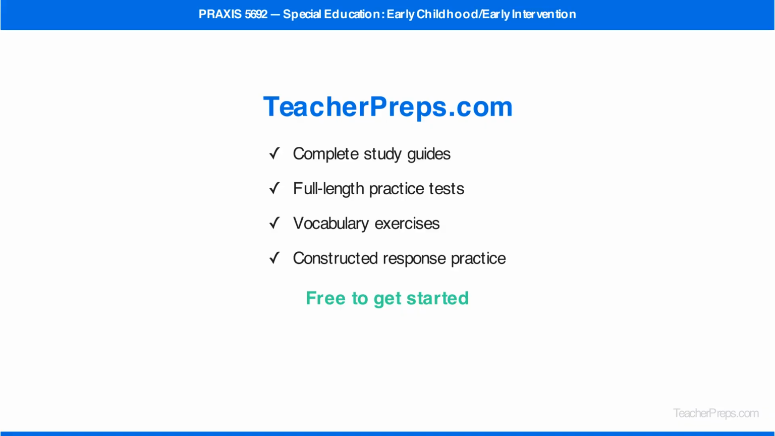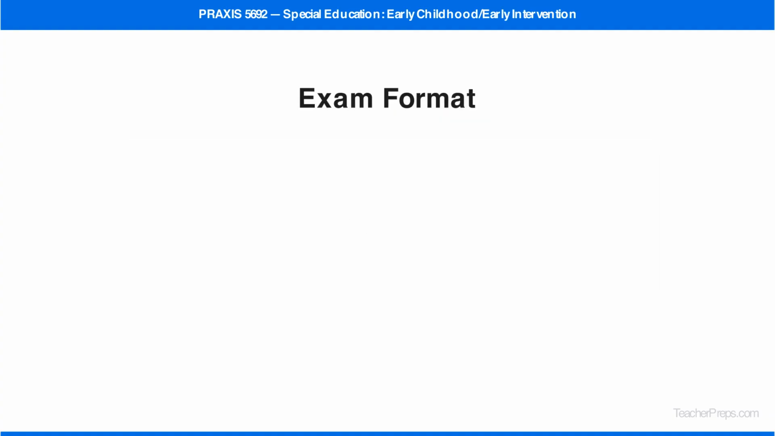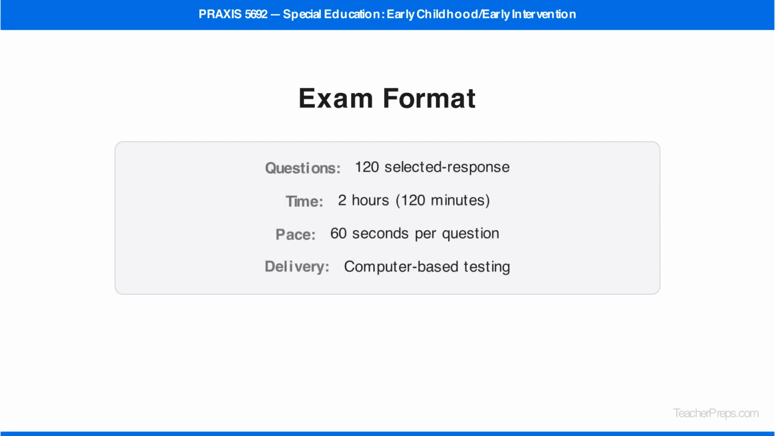For the rest of this video, it's go time. Grab your pen and paper. Let's start with the exam format. The Praxis 5692 has 120 selected response questions, and you get 2 hours to complete them. That gives you exactly 60 seconds per question. 1 minute per question is generous, so use that time wisely. Read each scenario carefully and eliminate answer choices before selecting.